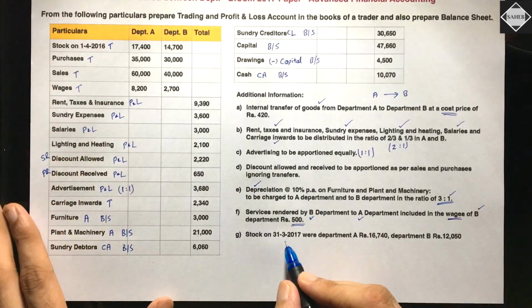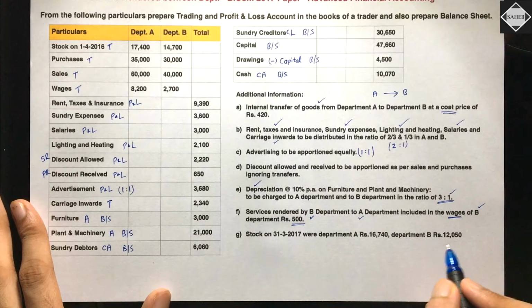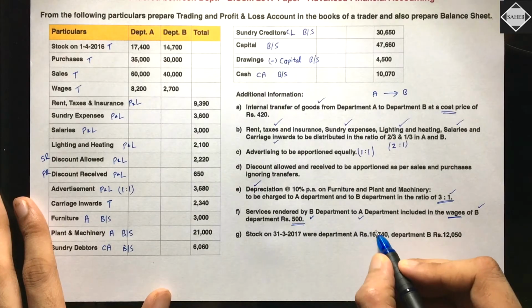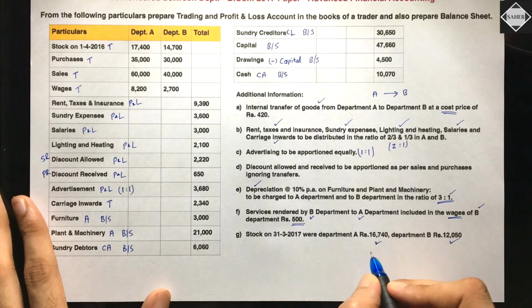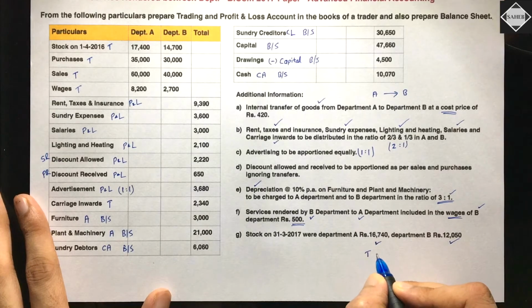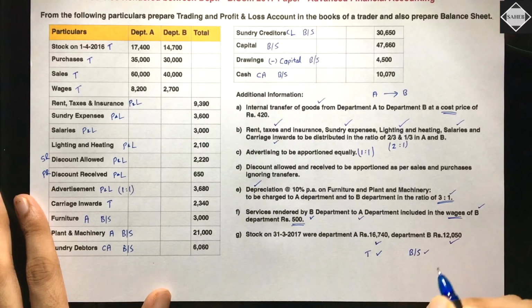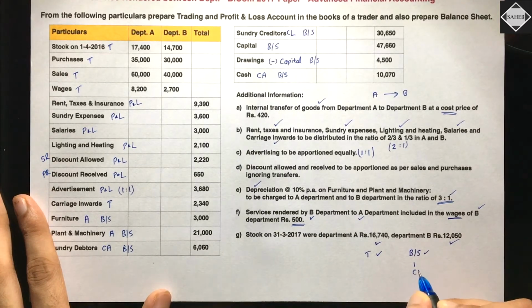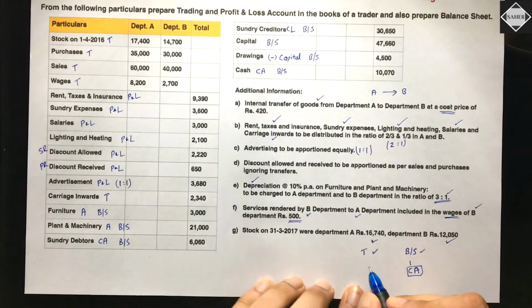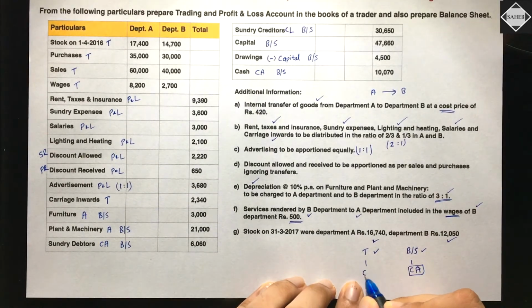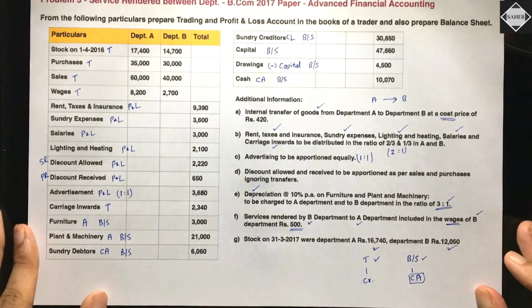Stock on 31st March 2017, where Department A rupees 16,740 and Department B rupees 12,050. So this is what? Closing stock of Department A and closing stock of Department B. What will happen of this? You all know. It will go in trading account on the credit side as well as in the balance sheet, right? Here it will be current asset stock, and here, on the credit side, you will show it. Fine.